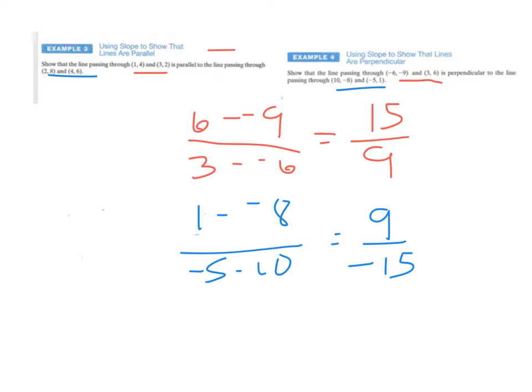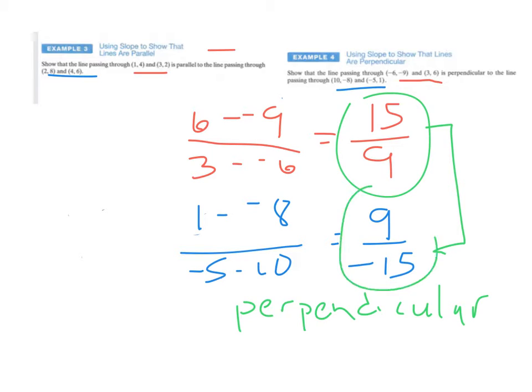So we have slopes that aren't the same, but if you look at them, they are actually flipped and with opposite signs. This is what's called perpendicular lines. When the slopes are the same, they're parallel, but when they're completely the opposite, flipped, they're perpendicular. So these are perpendicular lines because of these two slopes. I'll just write them next to each other, 15 over 9, and then 9 over -15. They flipped, so this is called perpendicular.